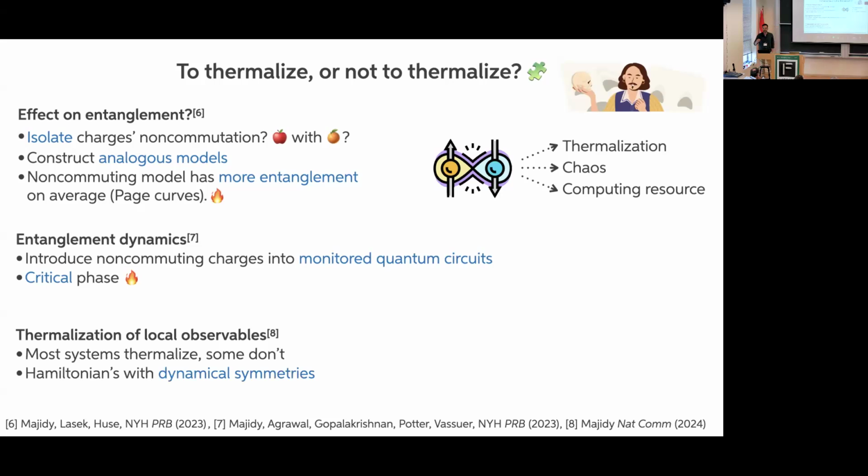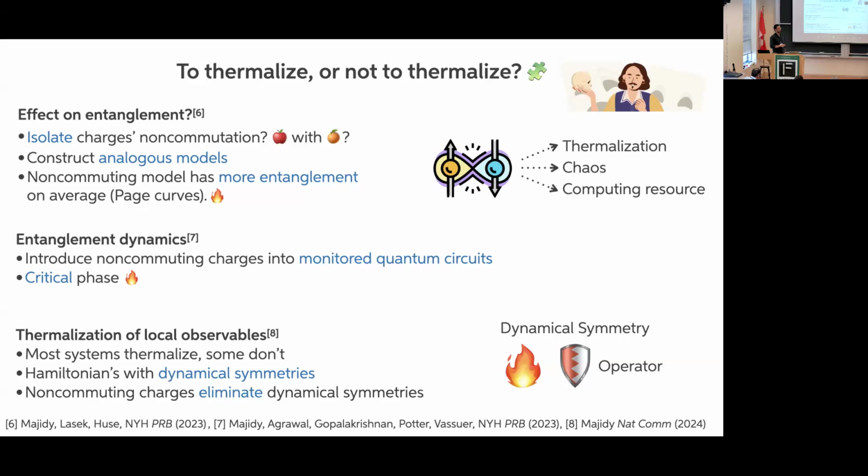In a similar spirit, let's look at another type of system that doesn't thermalize. Here it's a Hamiltonian with a dynamical symmetry. What is a dynamical symmetry? You have some operator that could thermalize. Dynamical symmetries are structures of the Hamiltonian that stop that operator from thermalizing. For those familiar with spectrum generating algebras, they're similar, but they're local. And we find that non-commuting charges eliminate dynamical symmetries as well. So it's another type of non-thermalizing behavior that non-commuting charges are getting in the way of.